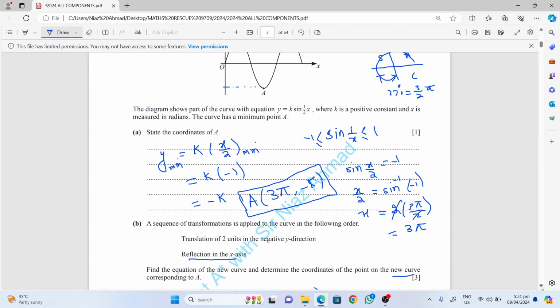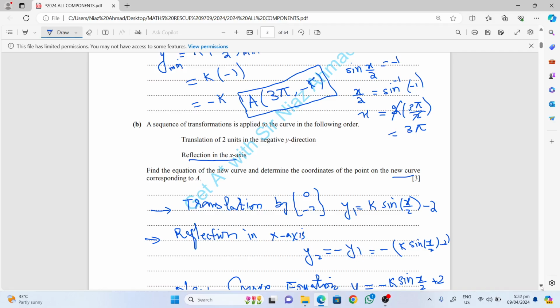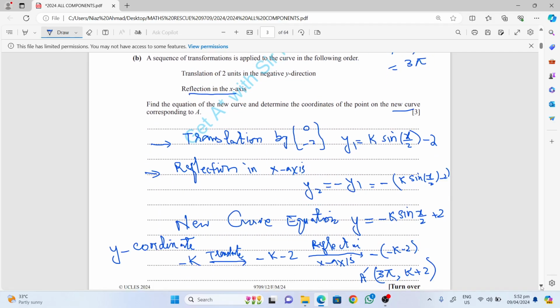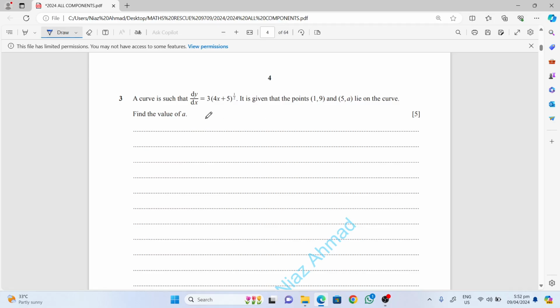We found the coordinates of A, 3 pi comma negative k, and then the transformations: first a translation of two units by the column vector 0, minus 2, and a reflection in the x-axis. So we apply this and got our answer.